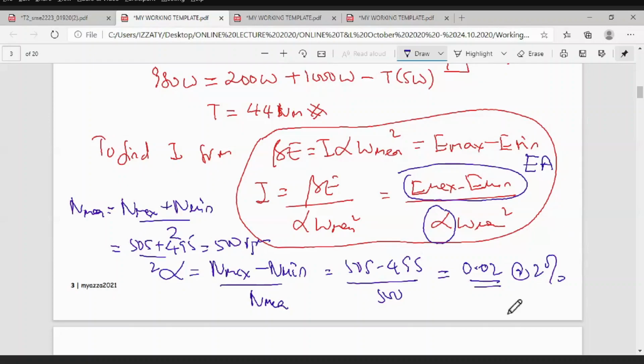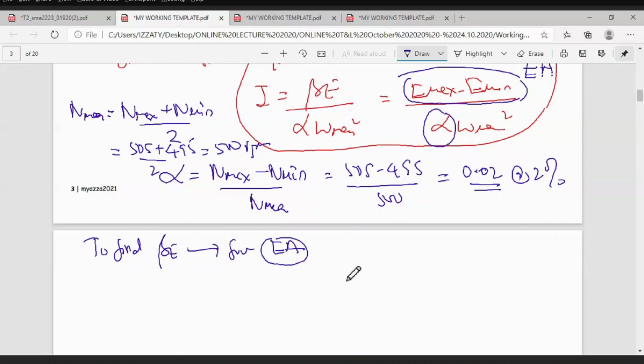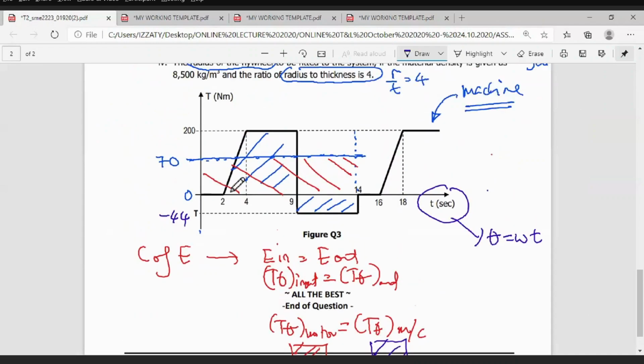Okay, 2%. Now I'm going to find beta E, this one from energy analysis. For energy analysis, we have to go back to our graph. Look at the graph.